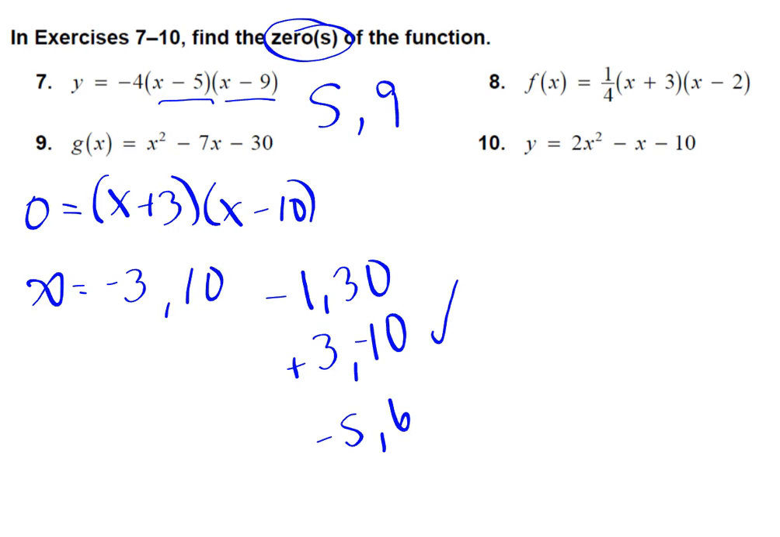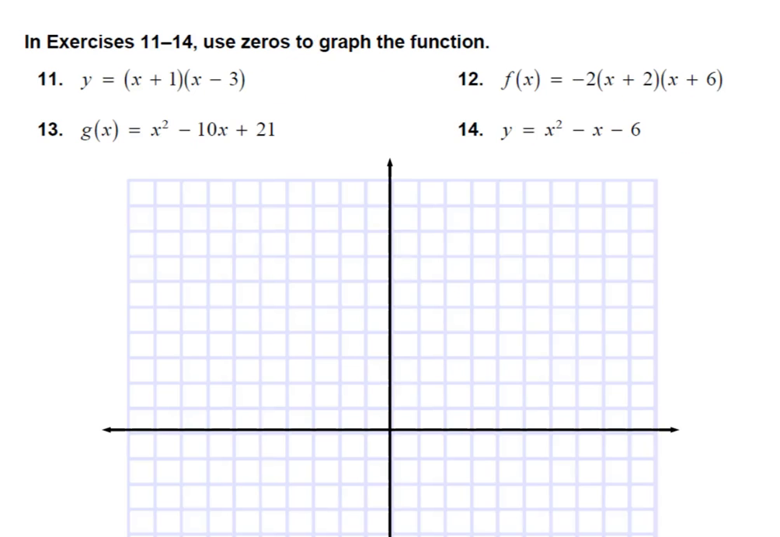So you're doing the same thing. If they ask you for the zeros or they ask you for the intercepts, you're doing the same process. One has to do with an algebraic answer, so the algebra of it. One of them has to do with where it is on the graph. So that's why they have 2 different names. This says use the zeros to graph the function. Isn't that what we were doing a minute ago? Yes, that's the very same skill.